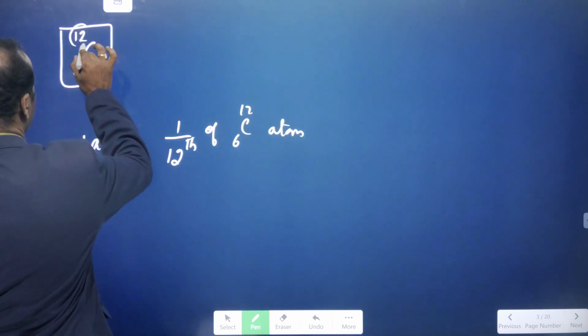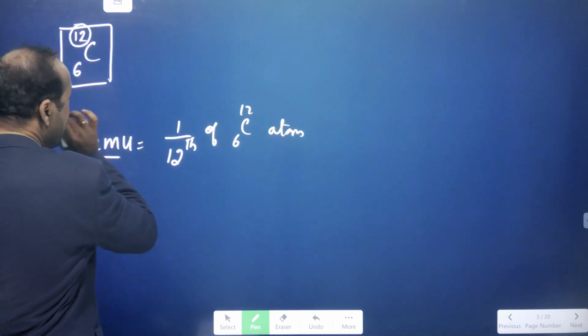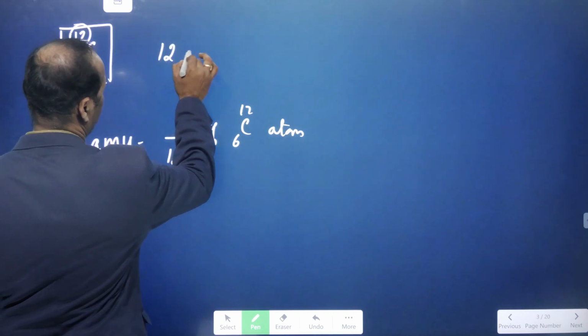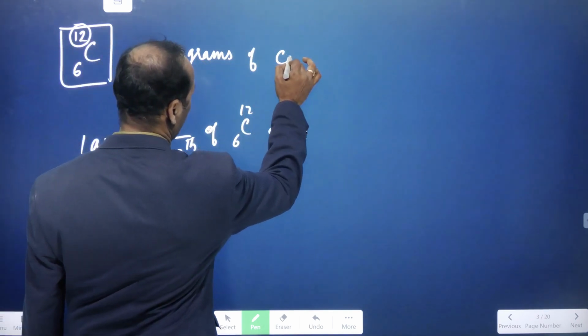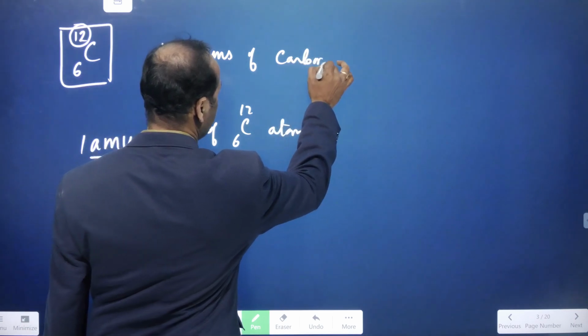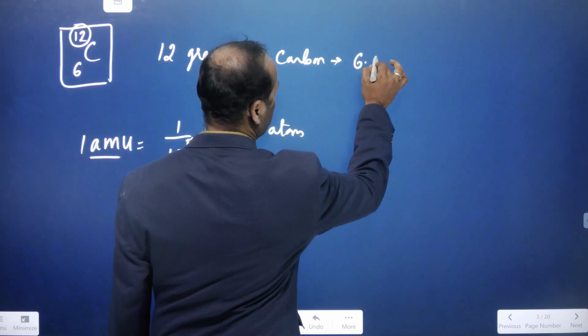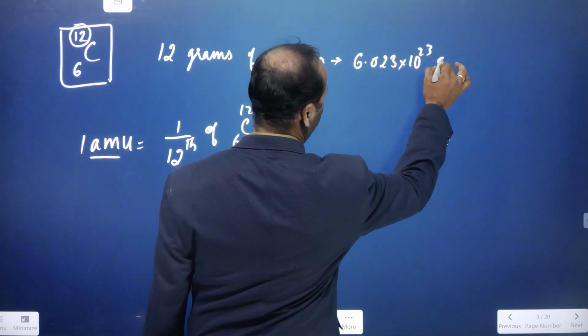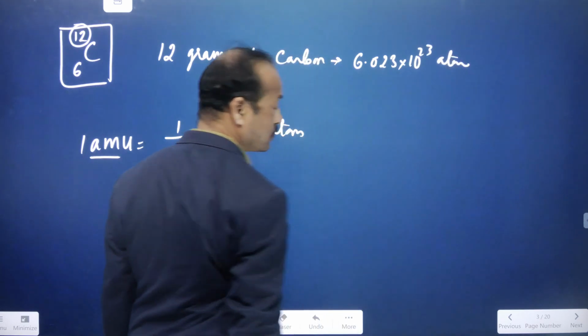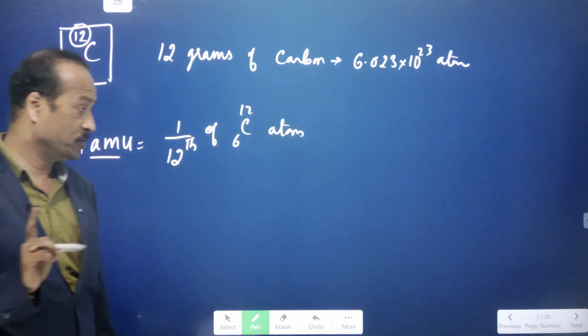What is its atomic weight here? 12 grams. So 12 grams of carbon. How many grams of carbon? 12 grams of carbon. Okay. Carbon consists of 6.023 into 10 to the power of 23 atoms. Clear? Okay. So that is a concept you need to understand.